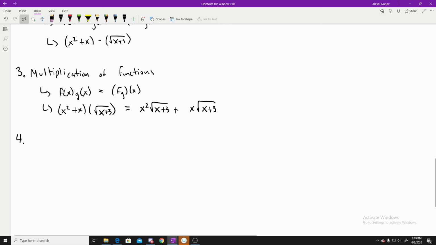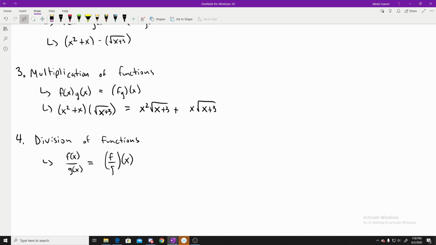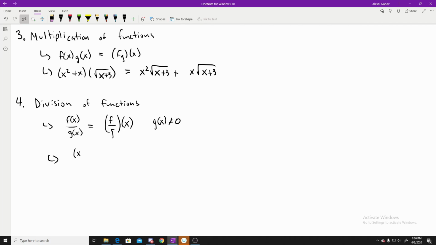The fourth combination of functions we could see is the division of functions, and the notation for that would be f of x divided by g of x, which would be equal to saying f over g of x, provided that g of x not equal to 0. Using our example, we would see that this would be x squared plus x divided by the square root of x plus 3. Now, I'm not going to simplify that, but you could rationalize it.